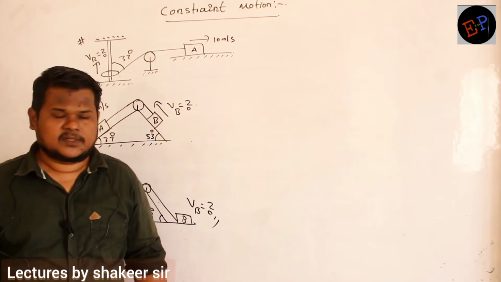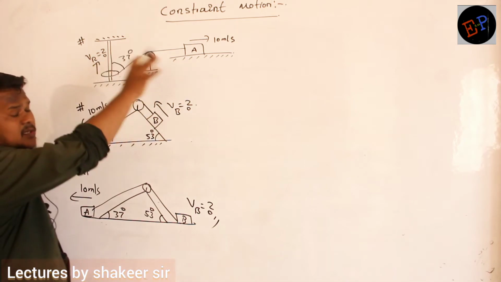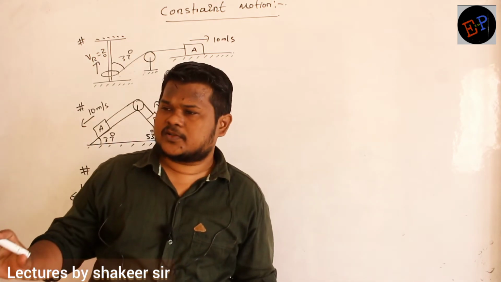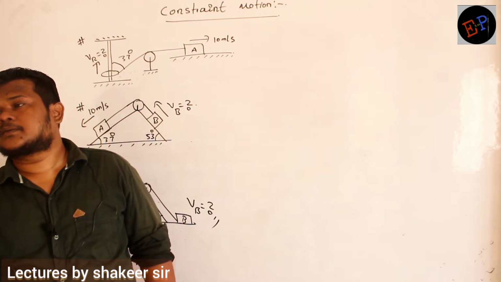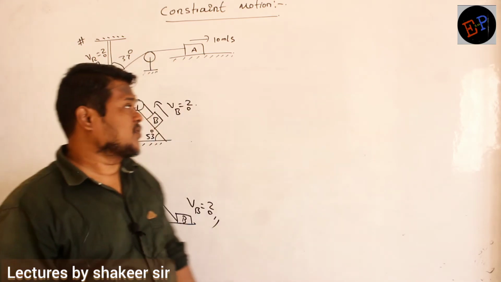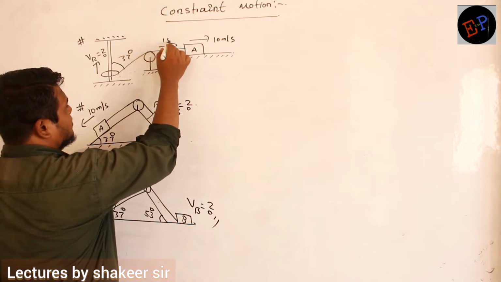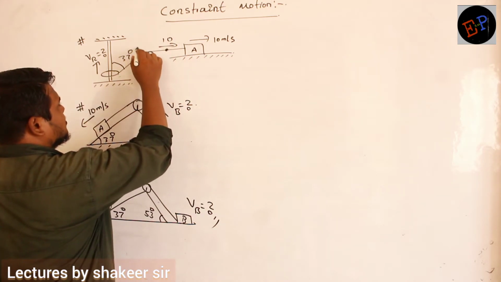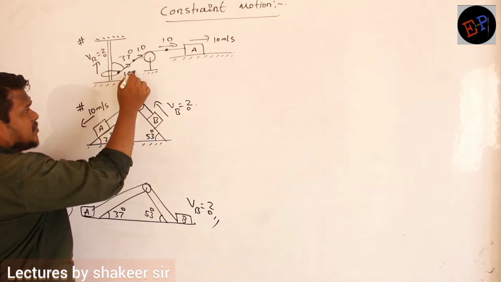Are you able to understand? Okay, now see. What we have studied is the same concept: on the rope, every point should have the same speed, but in which direction? In the direction of the rope only. So I will say the velocity of this point is also 10 only. Velocity of this point is also 10 only. Similarly, the velocity of this point is also 10 meter per second.